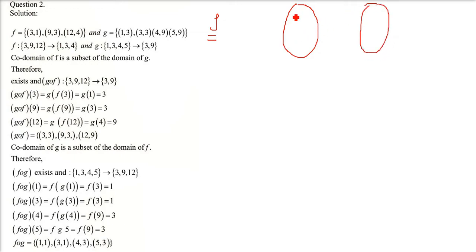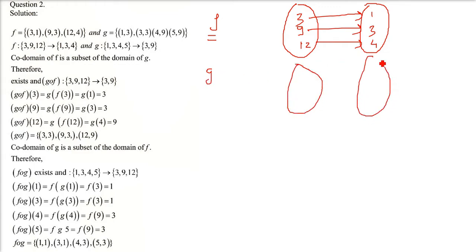First, in F we have the first members: the first number of the ordered pair is the domain, so 3, 9, 12, and the second number is the codomain, so 1, 3, 4. So these are (3, 1), (9, 3), (12, 4). Now the second function, which is G, is (1, 3), (3, 3), (4, 9), (5, 9).